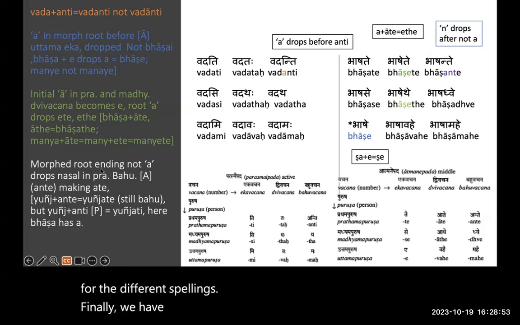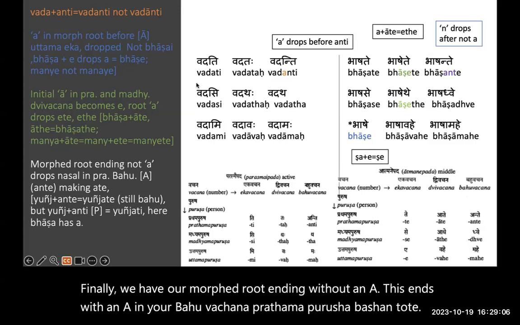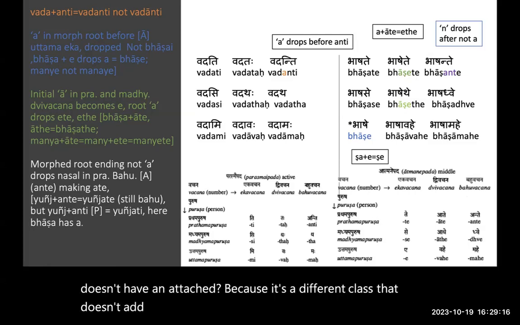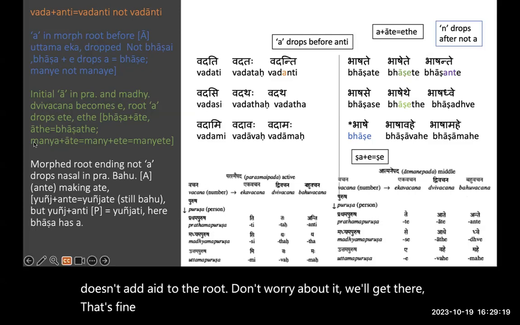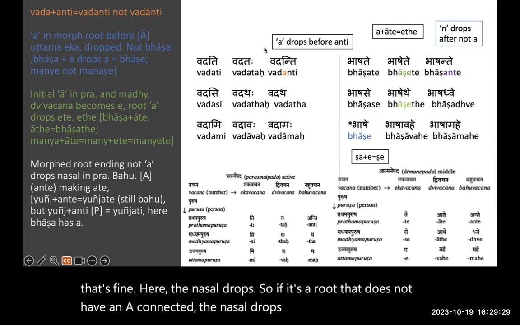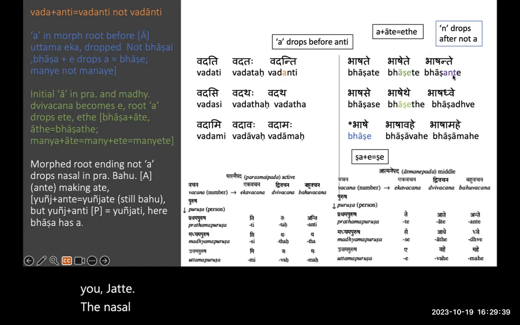Finally, we have our morphed root ending without an A. This ends with an A in your bahuvachana pratama purusha, bashante. Here, if you had yuj, the root yunj doesn't have an A attached. Why doesn't it have an A attached? Because it's a different class that doesn't add A to the root. Don't worry about it. We'll get there. That's fine. Here, the nasal drops. So if it's a root that does not have an A connected, the nasal drops. So if it was yunj, which you would think would be yunjanti, it is not, in fact. It is yujate. The nasal drops.